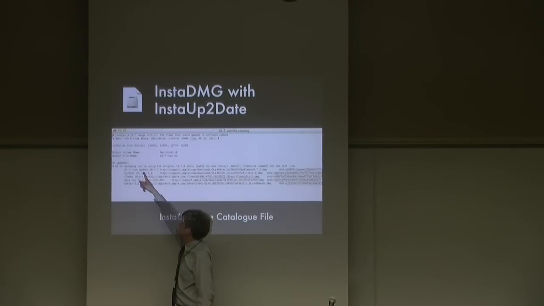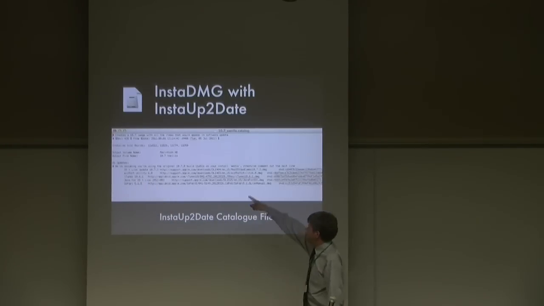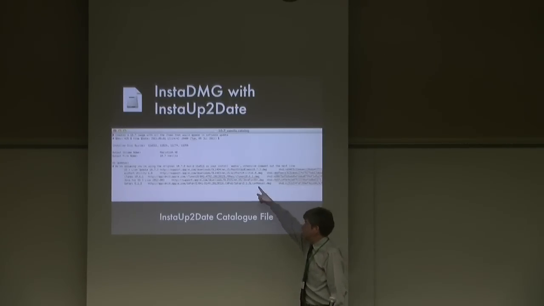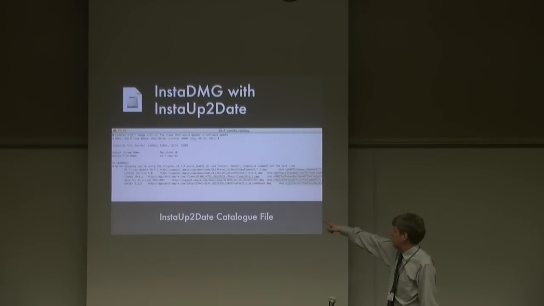It says here's OS 10 Lion 10.7.3, Safari 5.1.5, and tells where you get it from. Most of the time, this is going to be an address on your computer, a path in the InstaUpToDate custom packages folder. But you can also fetch them from the internet, and it'll cache it locally. So that's what they've done here for the catalog. That's what makes it work so well.